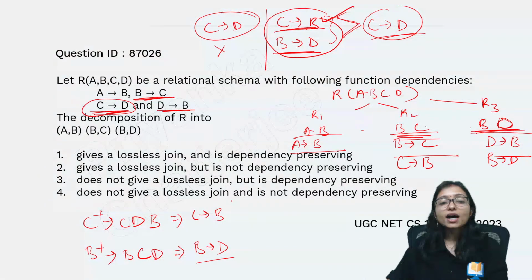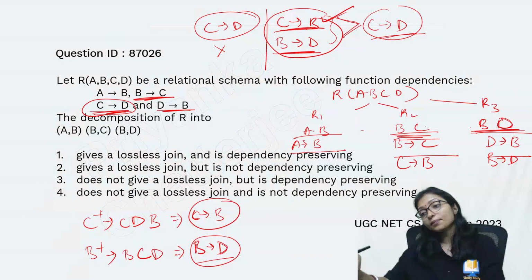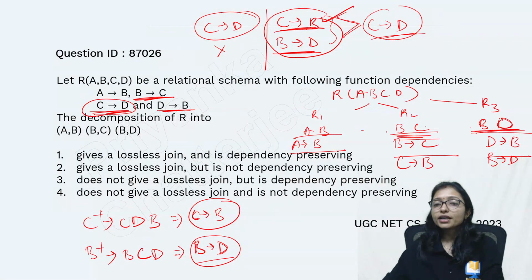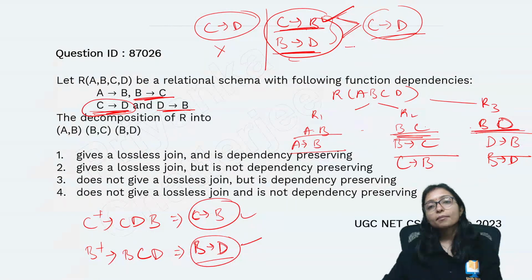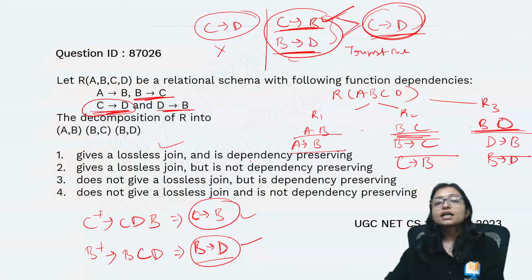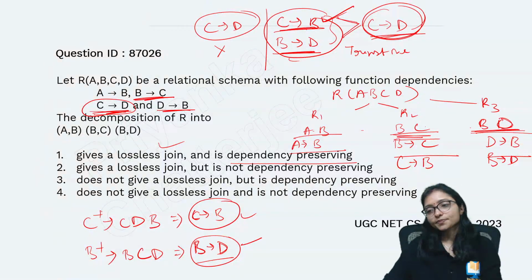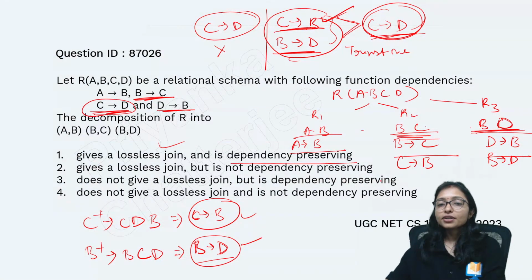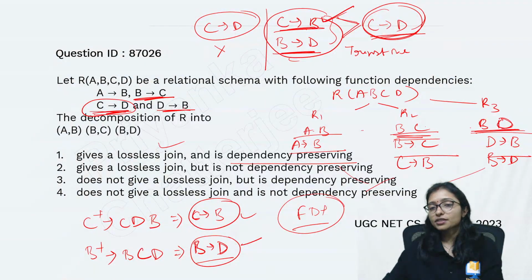This means these two were the hidden dependencies: C implies B and B implies D. As these two hidden dependencies are there, I am able to find out, by the transitive property, C implies D. This means it is dependency preserving. After joining all these I will get back the original functional dependency.